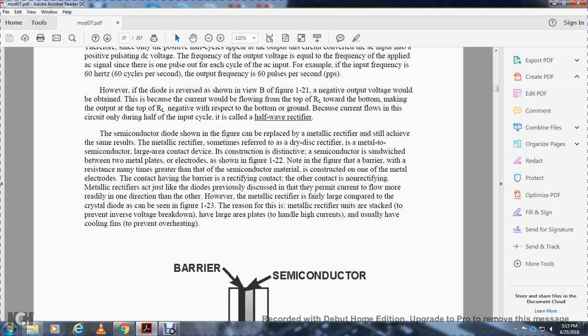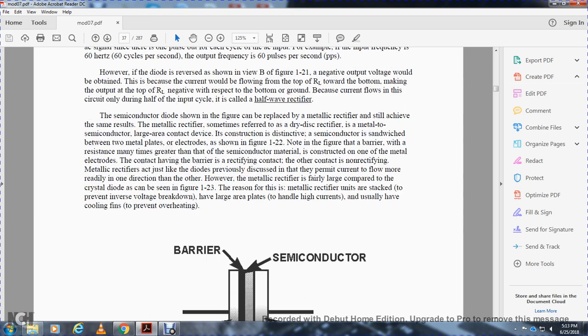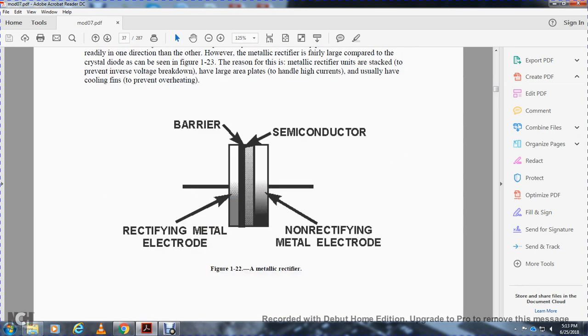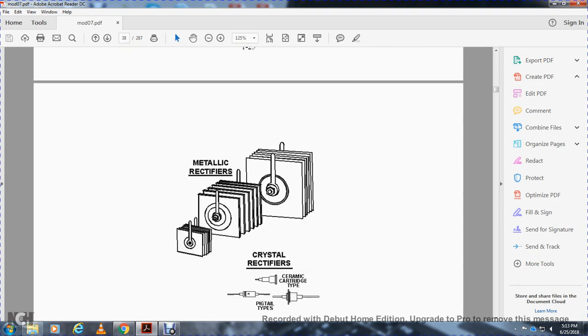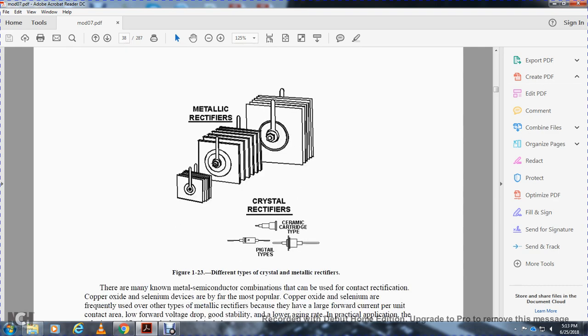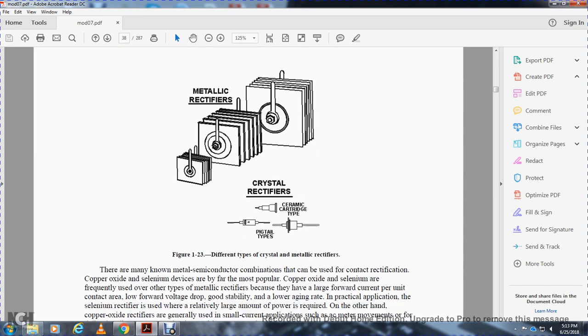However, the metal rectifier is very large compared to the crystal diode, as can be shown in figure 123. The reason for this is that metallic rectifier units are stacked to prevent inverse voltage breakdown. The larger-area units that handle high currents usually have cooling fans to prevent overheating. Figure 122 shows the metal rectifier: a barrier, semiconductor, non-rectifying metal electrode and rectifying metal electrode. Metal rectifiers and crystal rectifiers come in ceramic, cartridge and pigtail types.